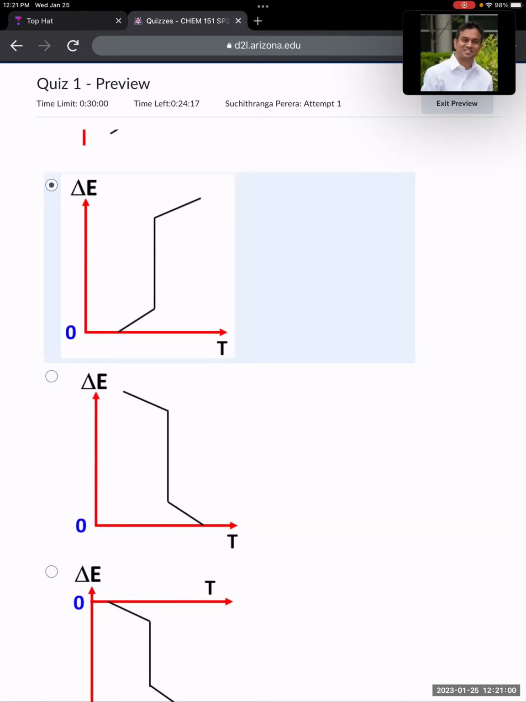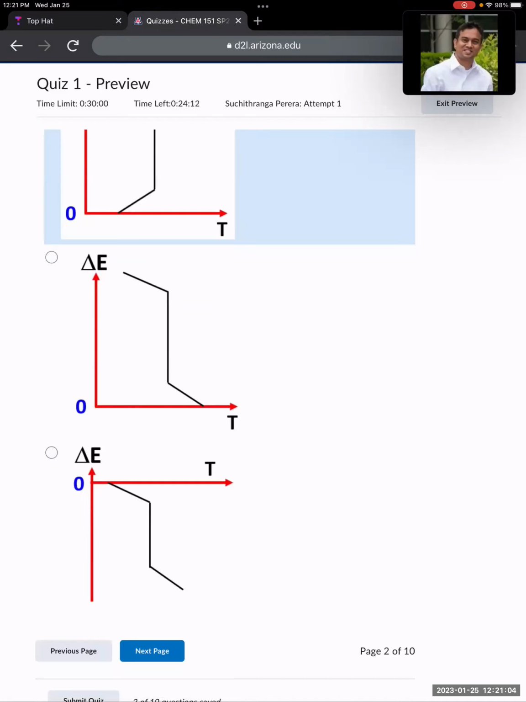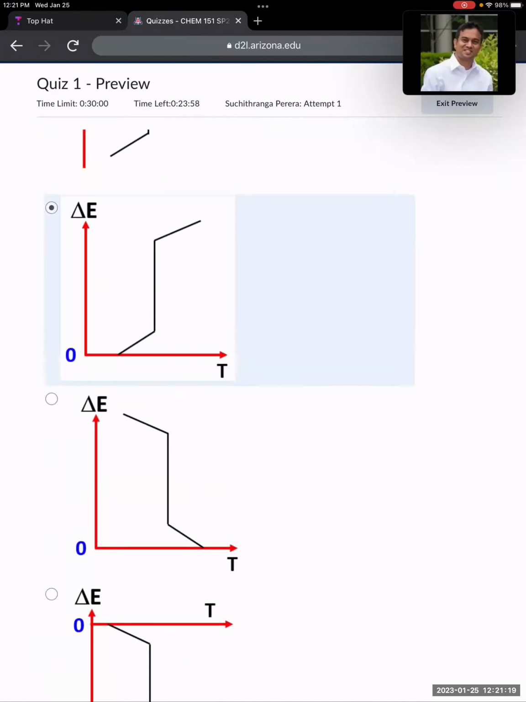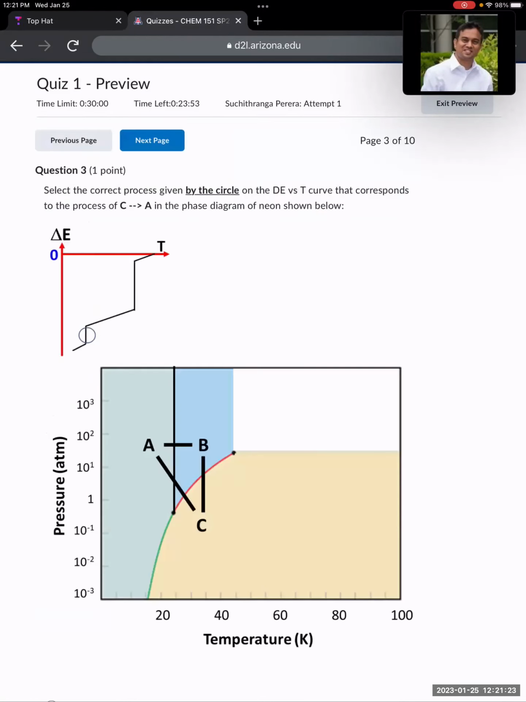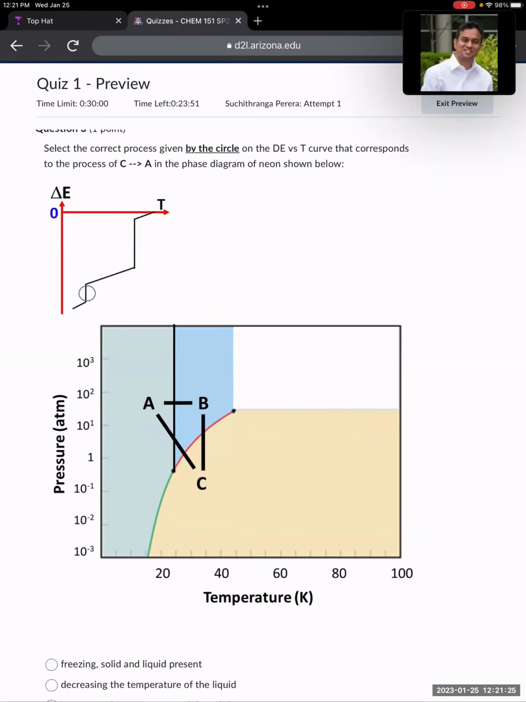Right? It cannot be C, because in C you are starting at a higher temperature and ending up at a lower temperature. If you are heating, this cannot happen. And also anything below 0 is not possible, because if we are heating, delta E is always positive. All right, so let's go with that answer and take a look at this question.